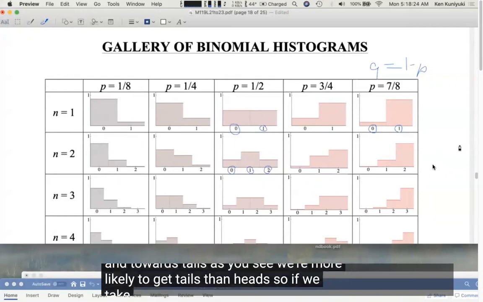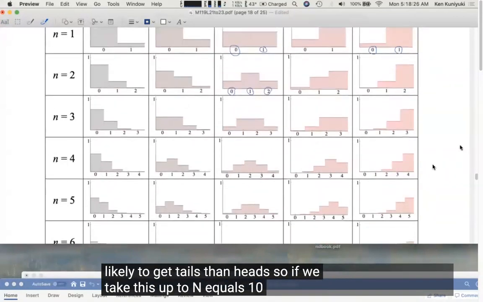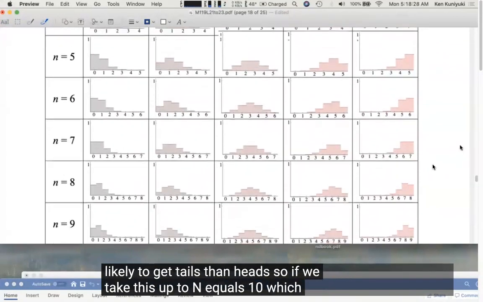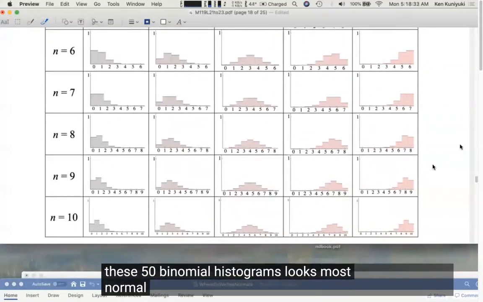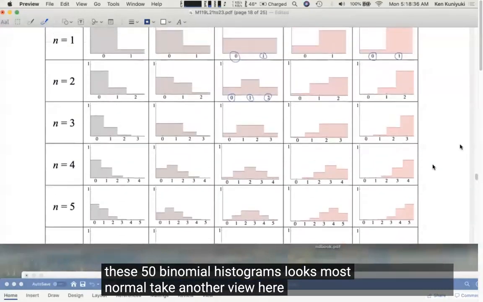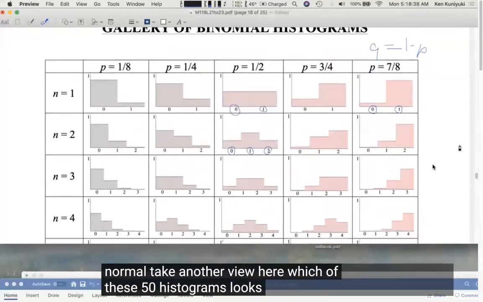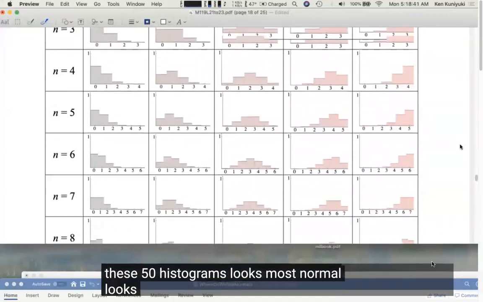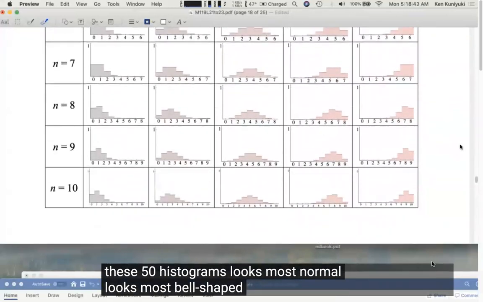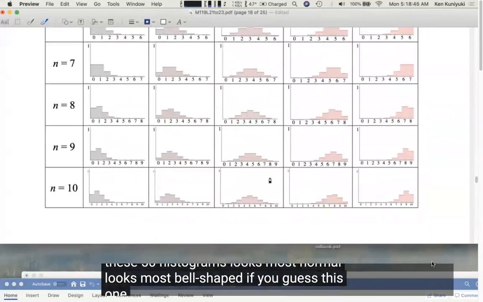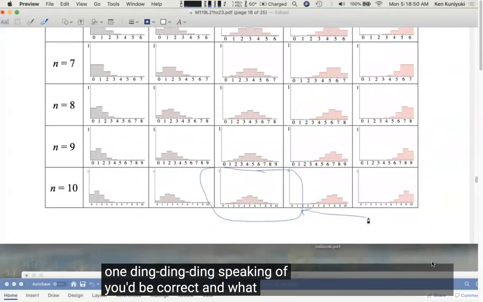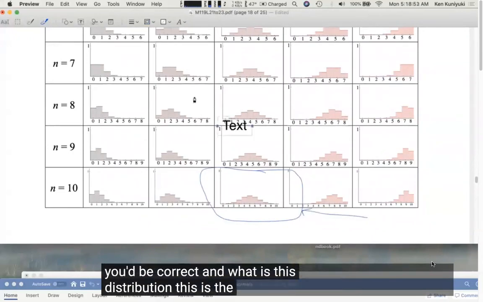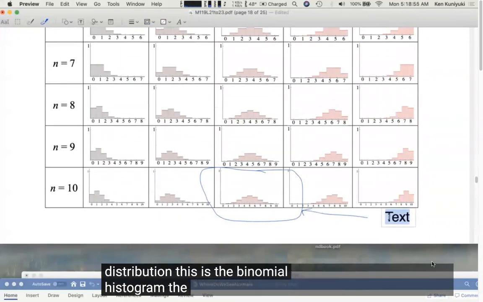So if we take this up to n equals 10, which of these 50 binomial histograms looks most normal? Take another view here. Which of these 50 histograms looks most normal, most bell-shaped? If you guess this one, ding, ding, ding, speaking of bells, you'd be correct. And what is this distribution? This is the binomial distribution, where n equals 10.